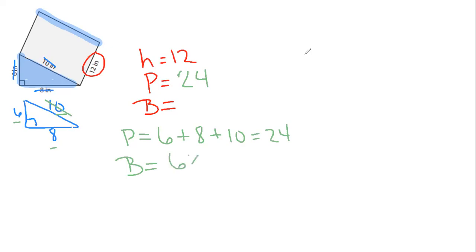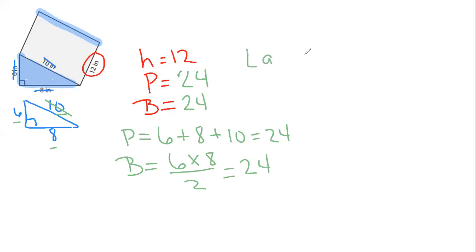So it's going to be 6 times 8 divided by 2. In my calculator, I'm doing control divide, 6 times 8 over 2, and I got 24. So my big B is 24. So now that I have my height, my perimeter, and my base, I can go ahead and solve my formulas.